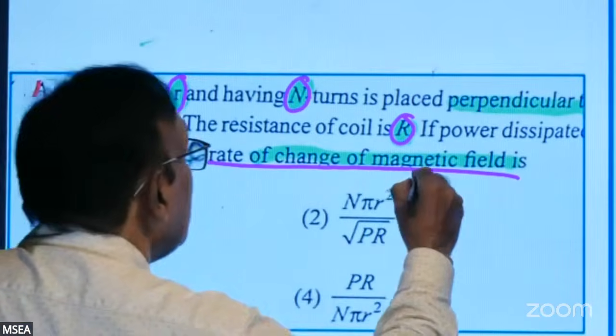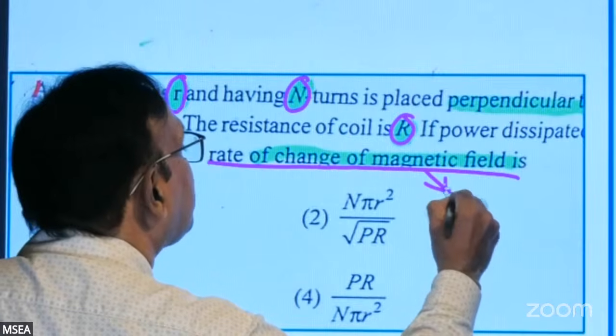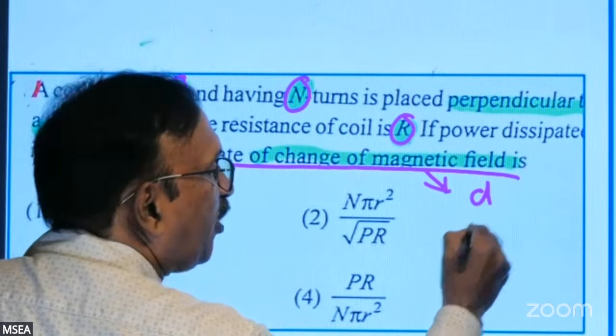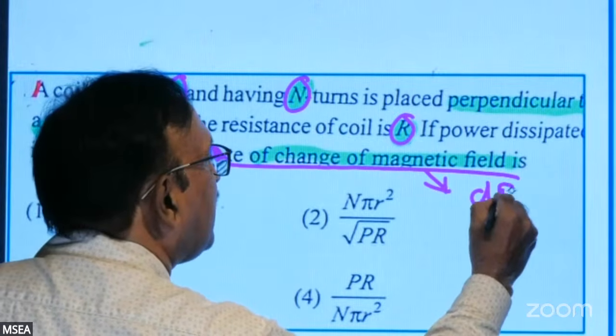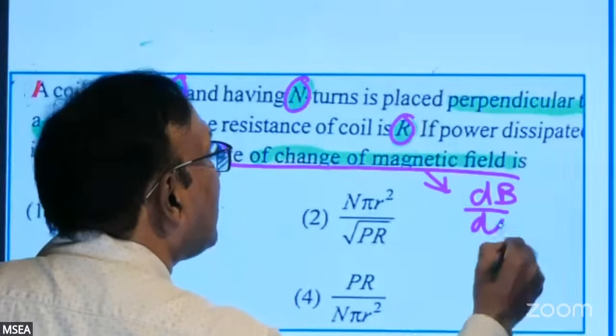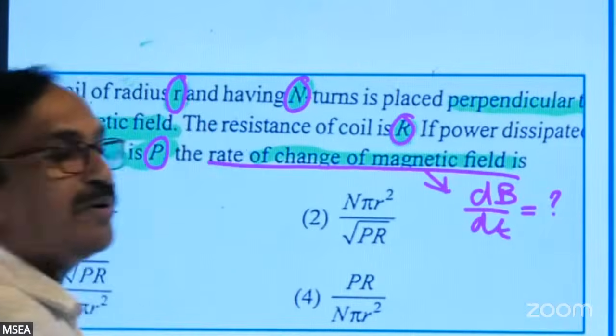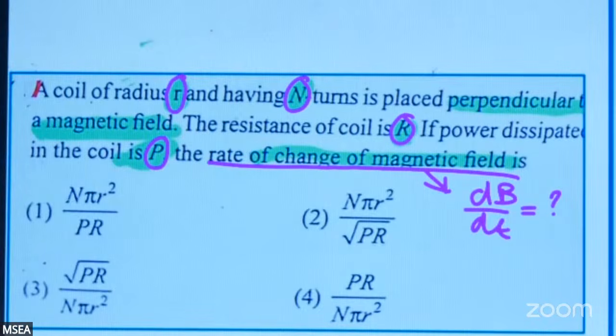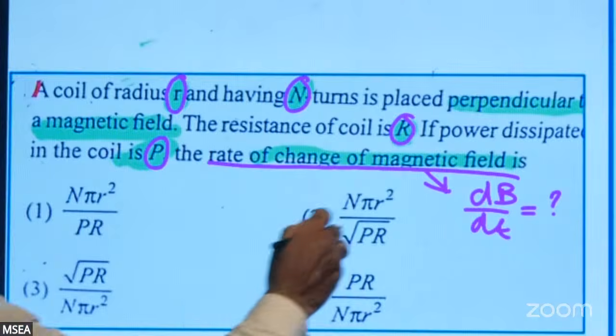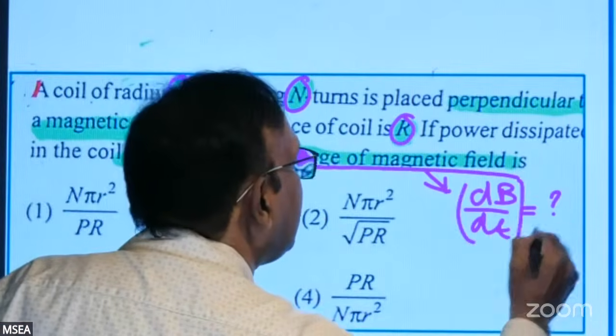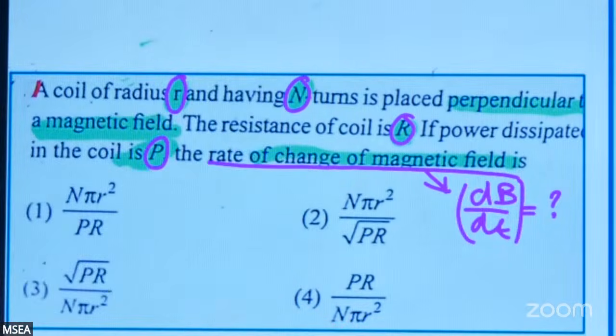First of all, we want to know the rate of change of magnetic field. What do you mean by rate of change of magnetic field? It means dB divided by dt. All of you know rate of change of momentum, dP by dt. Rate of change of magnetic field is nothing but dB by dt.